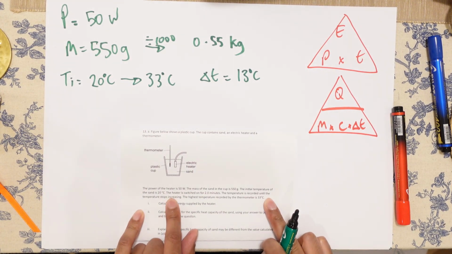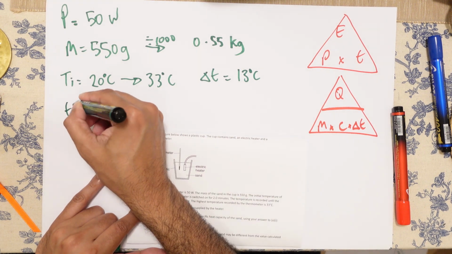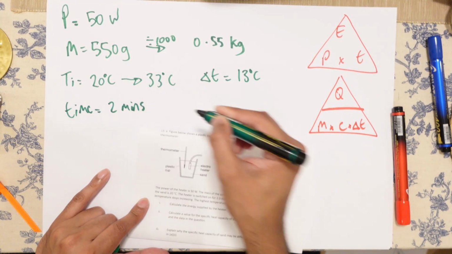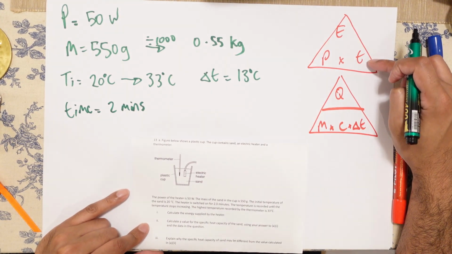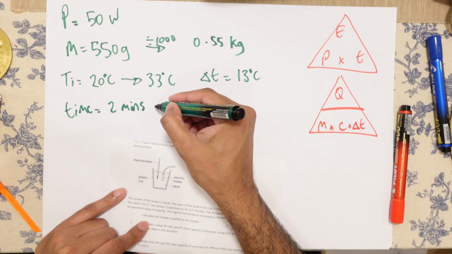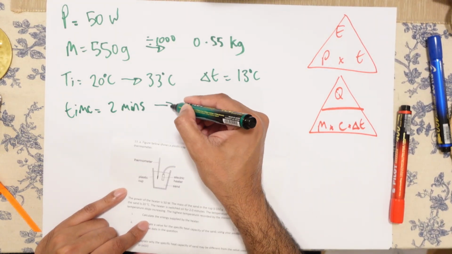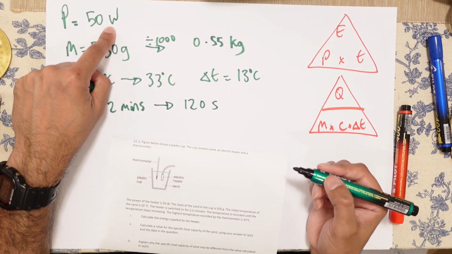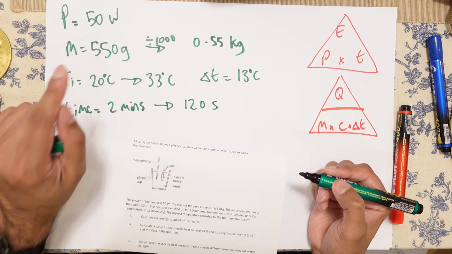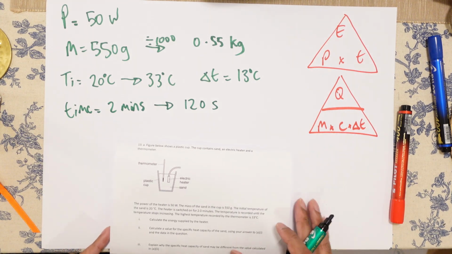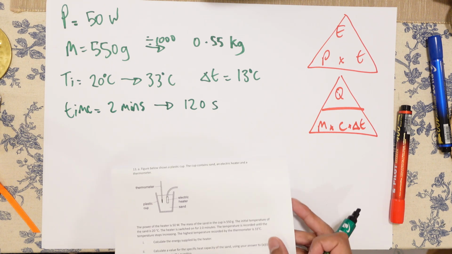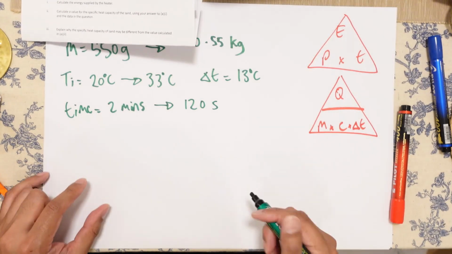Great. And the heater is switched on for 2 minutes, so time equals 2 minutes. However, we can't actually use minutes for this one. We have to use seconds. So that is 2 times 60, which is 120 seconds. The reason being, 1 watt is 1 joule per second, so you've got to measure it in seconds. Okay, what are we trying to work out here? The energy supplied by the heater. All right, well, that's easy enough.